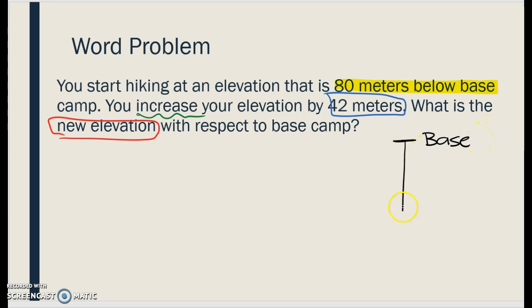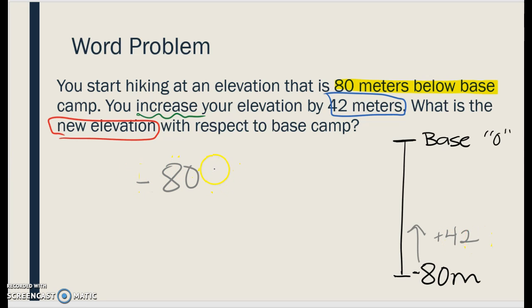And I start 80 meters below base camp. So if I'm thinking below 0, that's going to be negative 80. Now I increase my elevation by 42, which means I'm going up 42. So if I started at negative 80 and I climb 42 meters, I'm adding 42. So this is becoming less negative. But since we started really, really negative, our answer is going to end up staying negative. So our answer here would be negative 38.